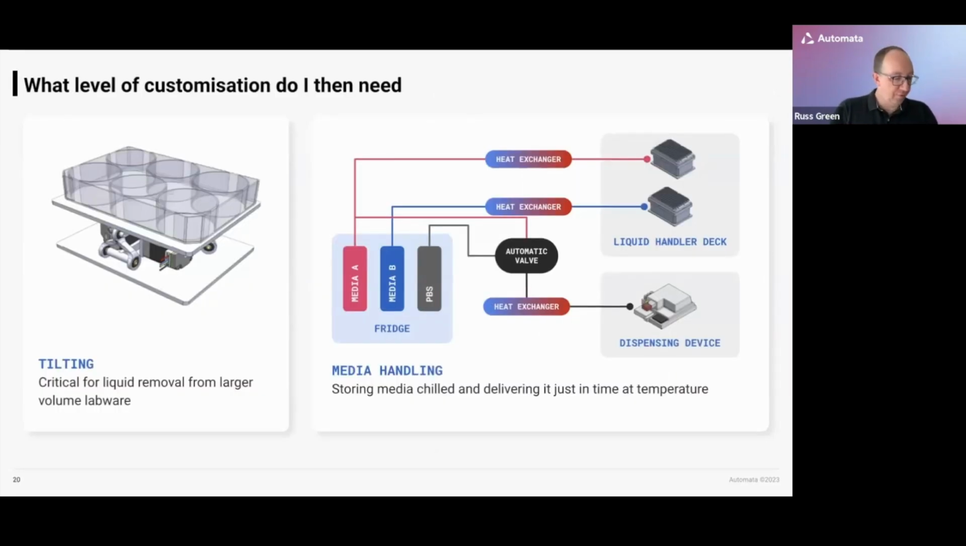So, taking all of those things into account, a lot of the problems that I've talked about are solvable. There are still going to be things that I need to build to make my system functional, and there are two areas in particular I want to touch on that are the most common ones left over. One of them is labware manipulation, so the rocking of labware or the tilting of labware to be able to get large volumes out.